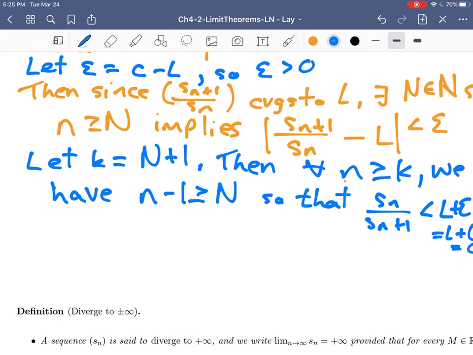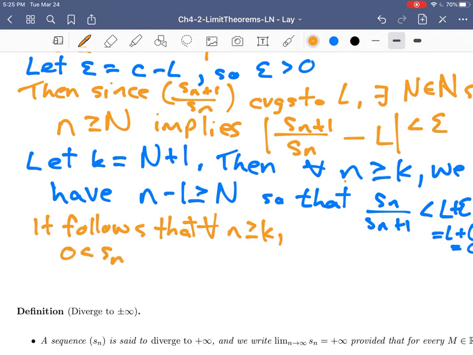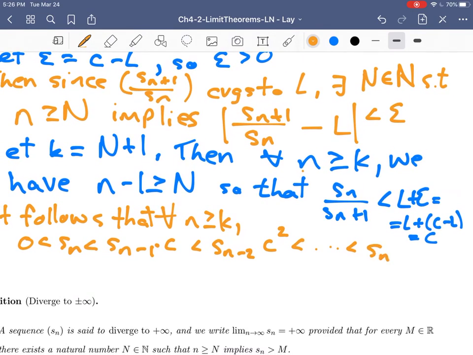It follows that for all n greater than or equal to k, 0 is less than S sub n, which is less than S sub n minus 1 times C, which is less than S sub n minus 2 times C squared, and so on, which is less than S sub k times C to the n minus k.